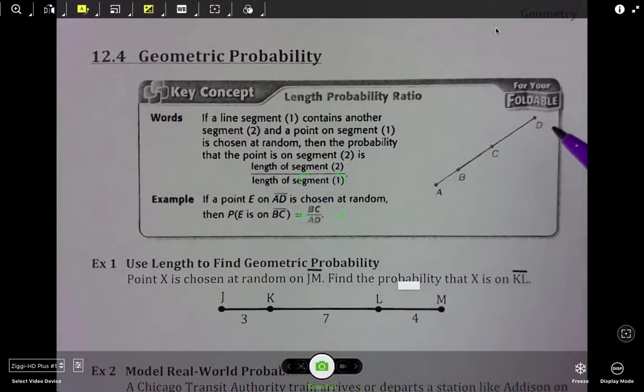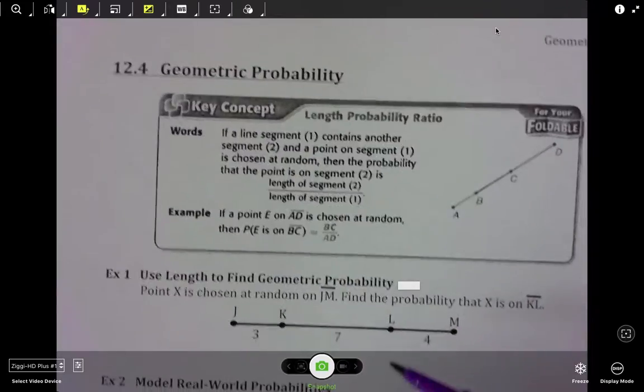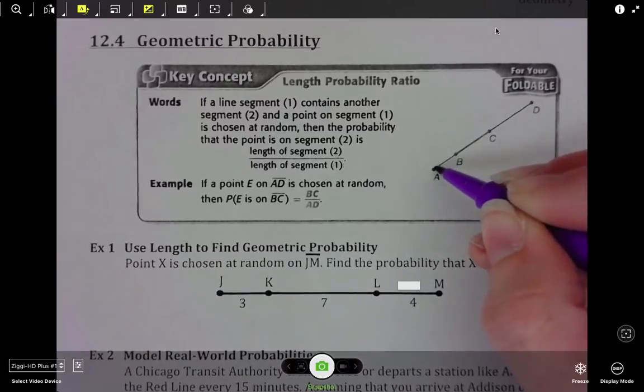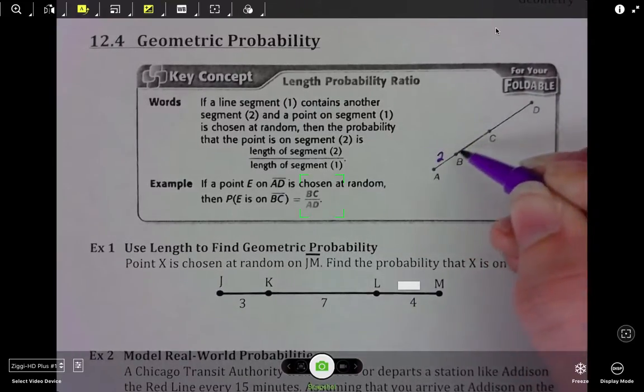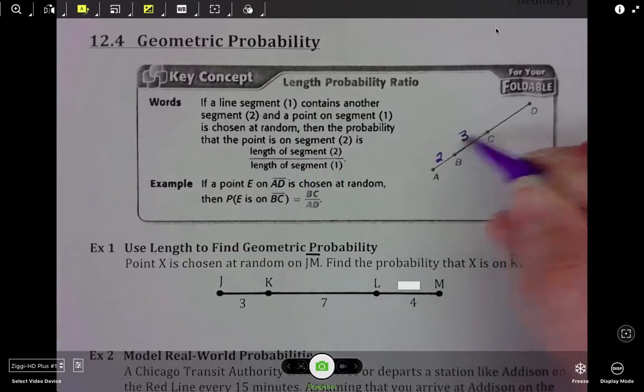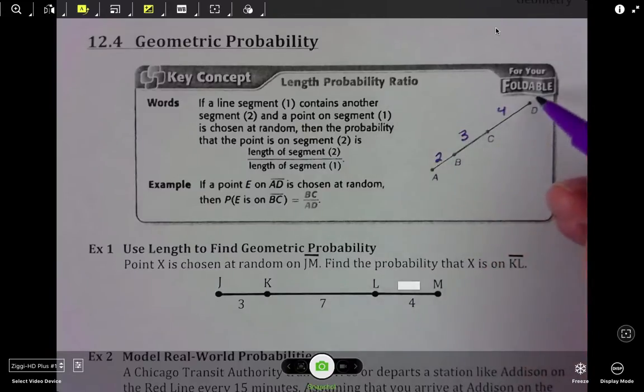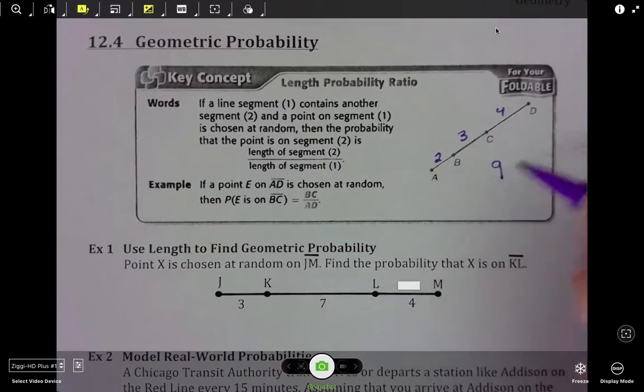talking about a number line. So in an actual problem, like down below here in example 1, they will actually give you values here. So let's say this unit from A to B is 2, this unit from B to C is 3, and from C to D is 4, okay? The whole length of that entire segment would be then 9.